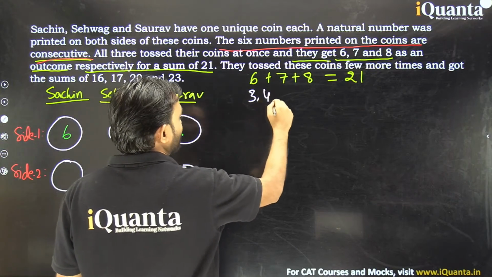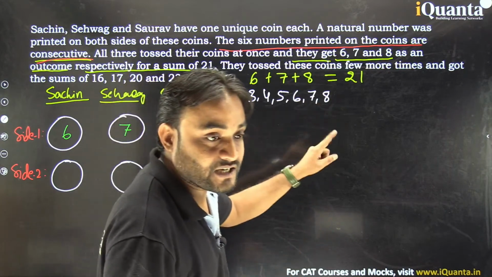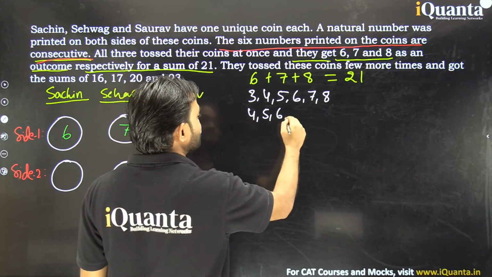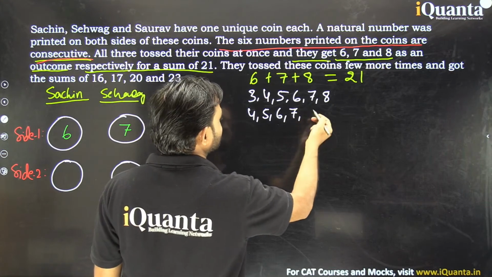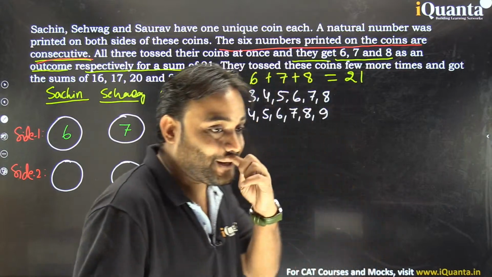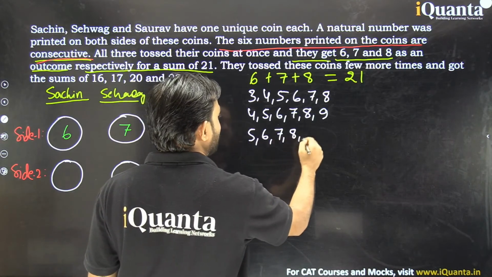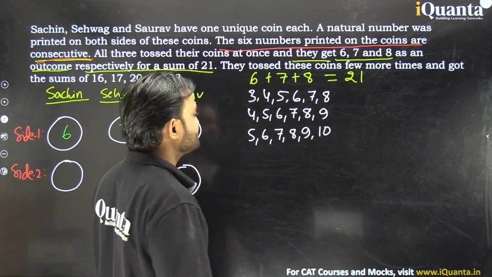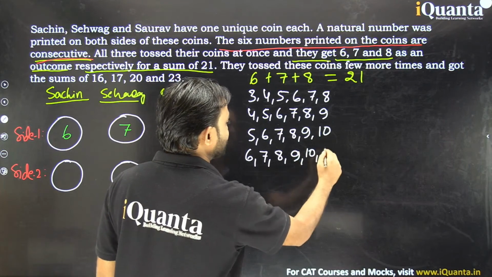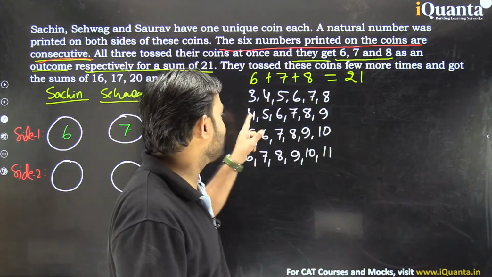3, 4, 5, 6, 7, 8, 6 consecutive numbers, or 4, 5, 6, 7, 8, 9. Once again, we need to keep 6, 7, 8 constant. Okay. Now 5, 6, 7, 8, 9, 10, then 6, 7, 8, 9, 10 and 11. So these are the possibilities, right? These are the possibilities. Okay.